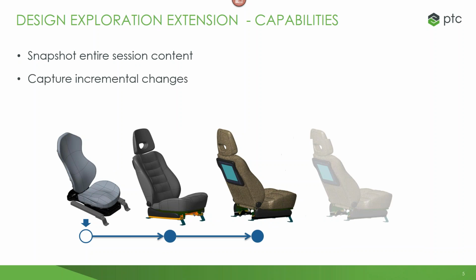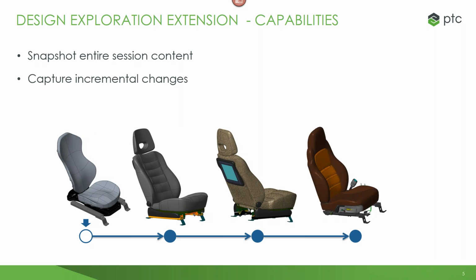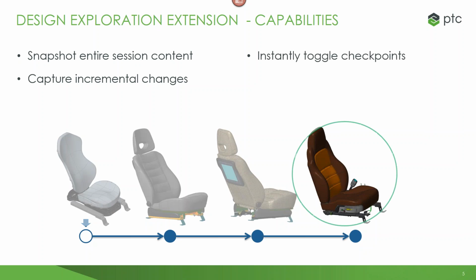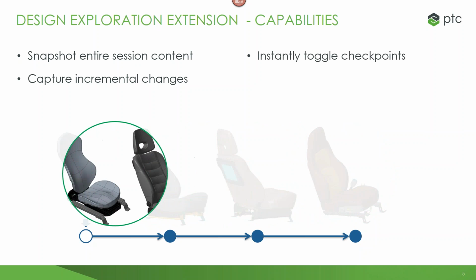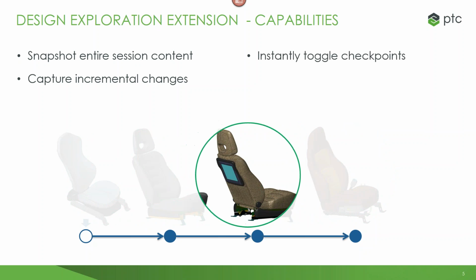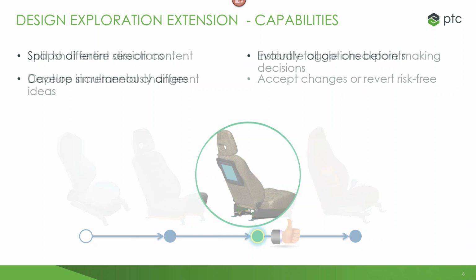So I'm trying one thing, making a change, making a save, making a checkpoint, making another change, seeing where my model goes, and just exploring different design options. Then I can instantly toggle between all these checkpoints I've set. So the system replaces in session for me the different model iterations as they were when I created that checkpoint. And if I find something I like, I can safely accept the change, or I can just revert back to my original one risk-free without having to worry about the integrity of that original model.